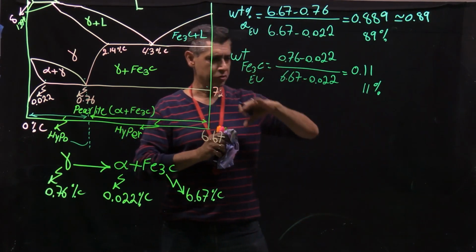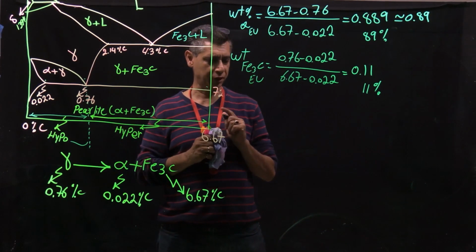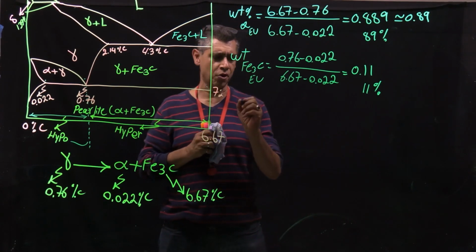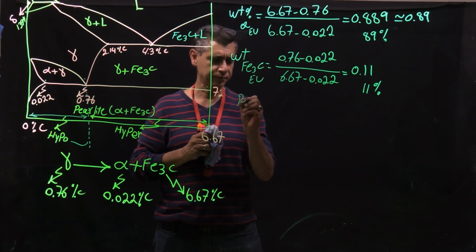Let's just do a kind of reverse calculation. I want to know what is the carbon content of my pearlite.